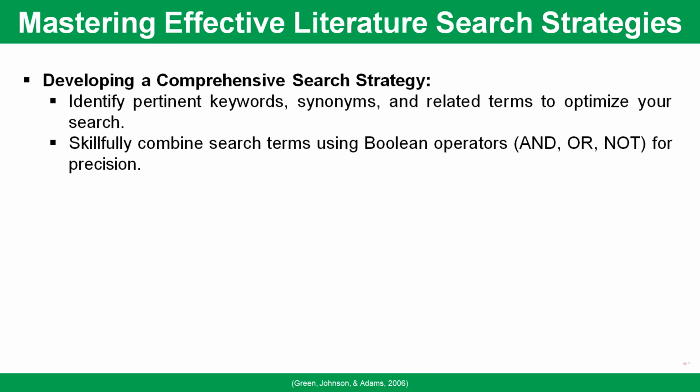Mastering effective literature search strategies is essential for finding the most relevant and high quality sources to support your review article. A crucial step in effective literature searching is developing a comprehensive search strategy. Identify pertinent keywords, synonyms, and related terms to optimize your search. Skillfully combine search terms using Boolean operators such as and, or, and not for precision in retrieving relevant literature.